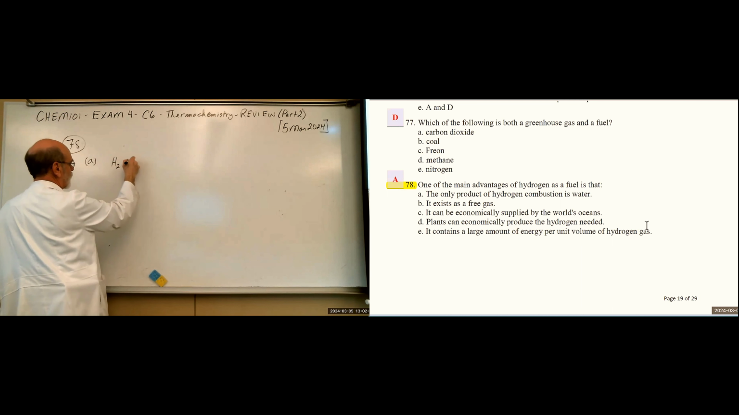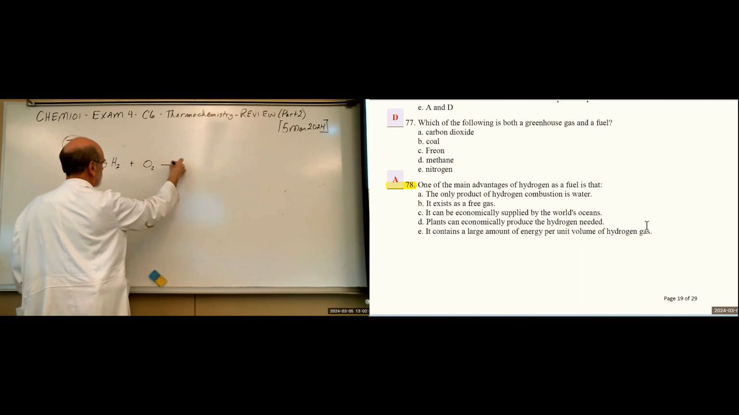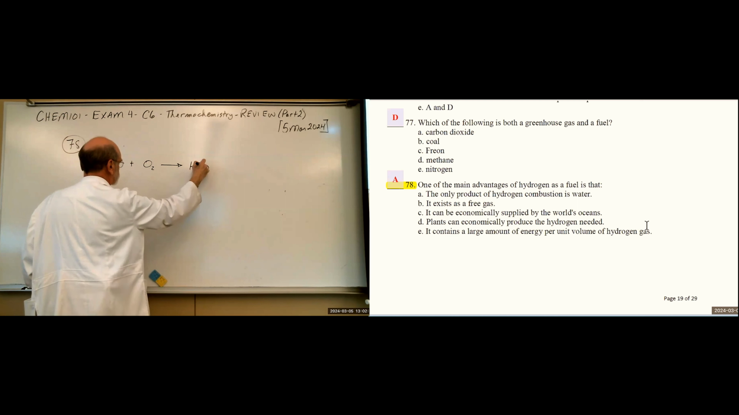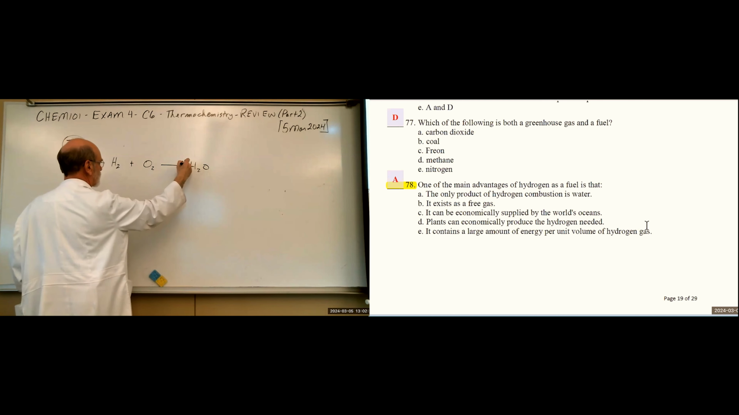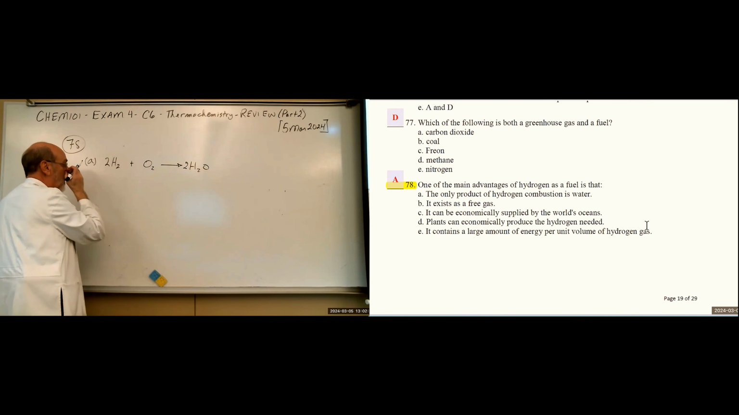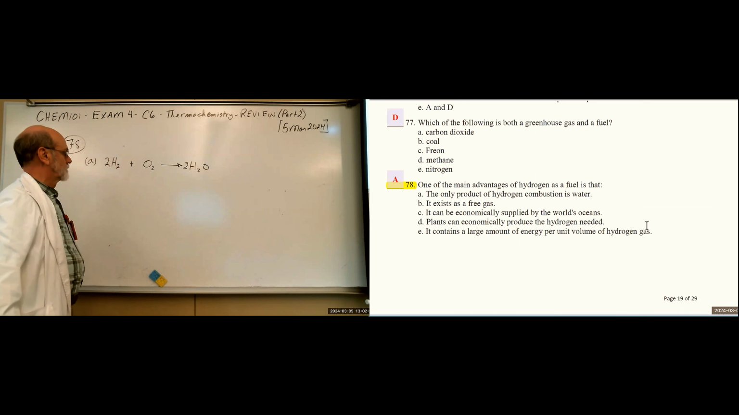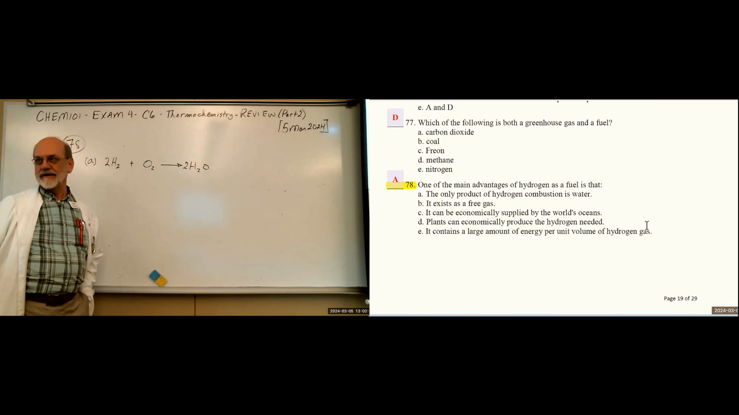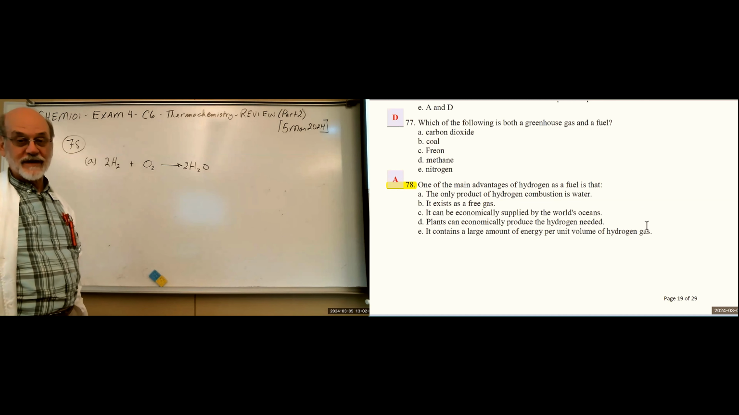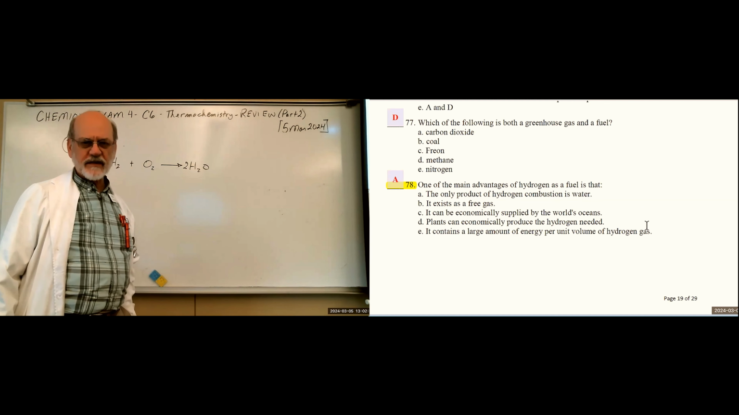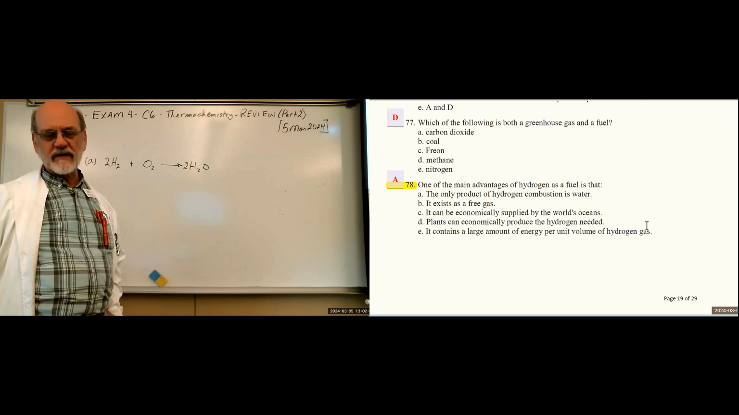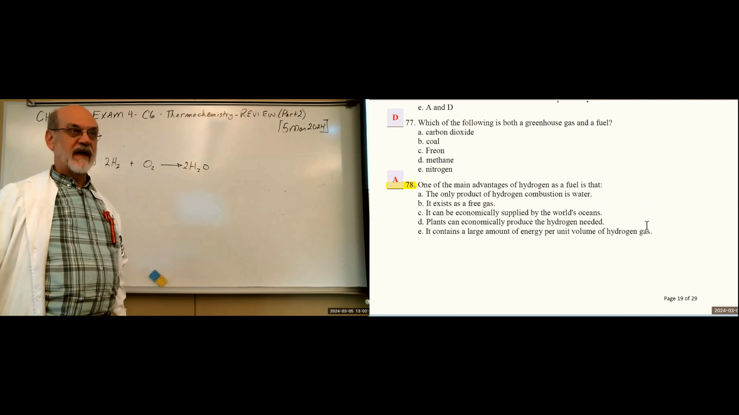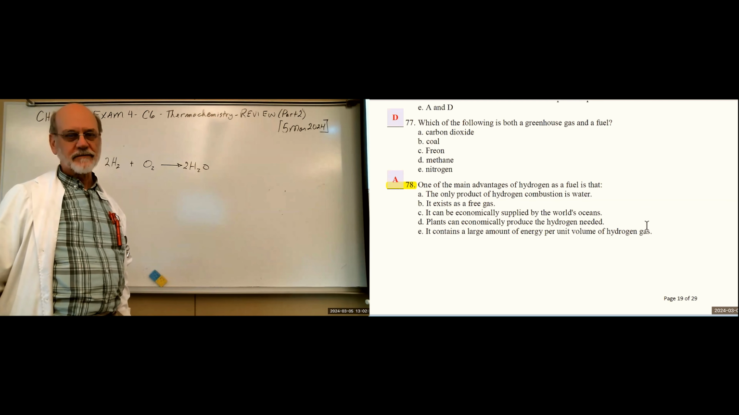If you burn hydrogen and oxygen, you yield water. Right? So you need 2 of these and 2 of these. That's perfect, at least for the carbonistas. They don't want carbon emissions. That's a good one. It exists as a free gas. That's no advantage. Lots of fuels, methane exists as a free gas.